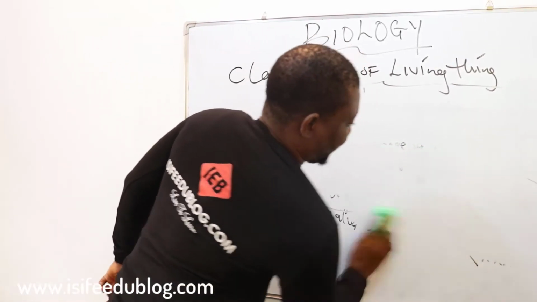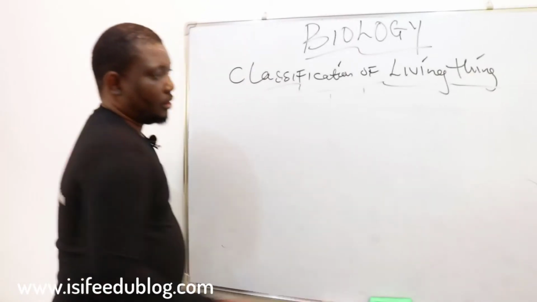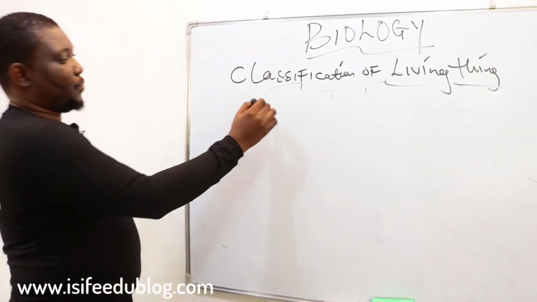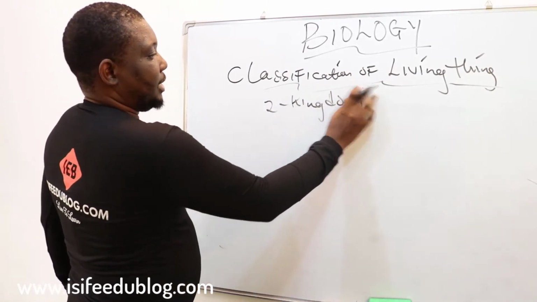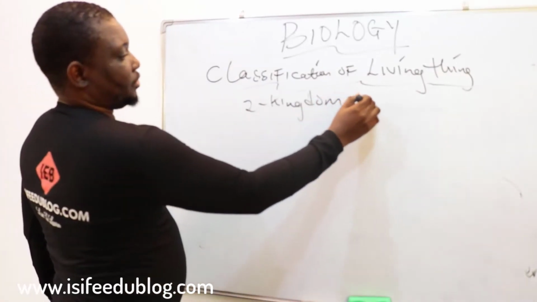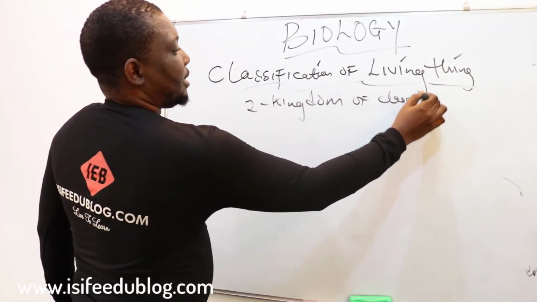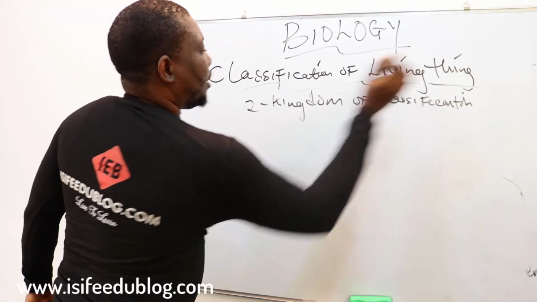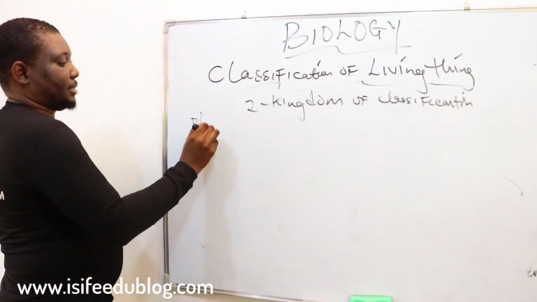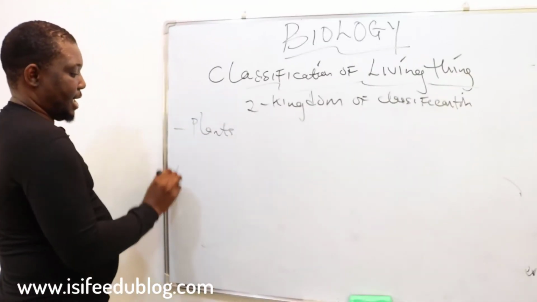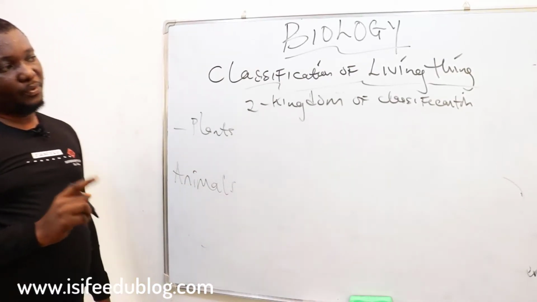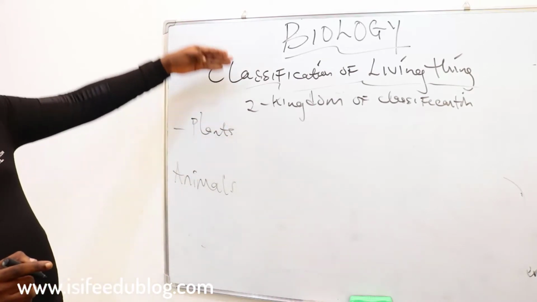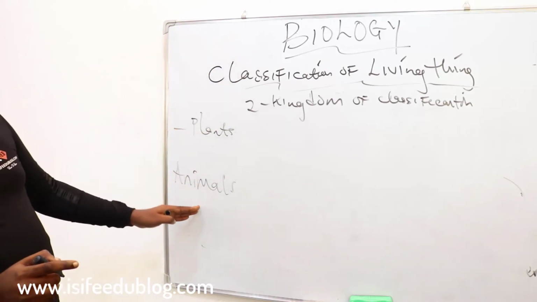the 2 systems of classification. The 5 kingdoms actually replace the 2 kingdoms of classification, where we have the likes of plants and animals. Before the advent of the 5 kingdoms, we usually classified organisms based on plants and animals.